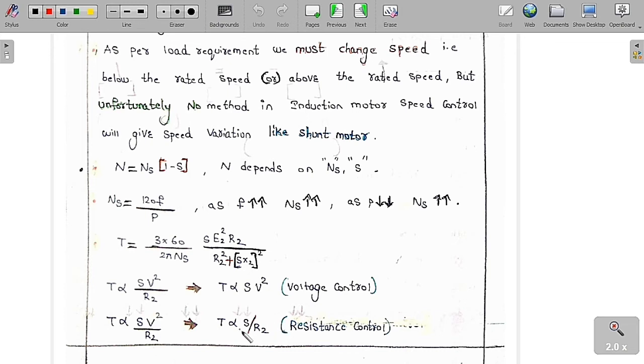As you can see clearly from this equation itself, in the running conditions, if you increase R2, the torque decreases. But during the starting conditions, if you increase R2, the torque increases. I have already told you this very important point. So torque as a function of V is called voltage control, and torque as a function of R2 is called resistance control.